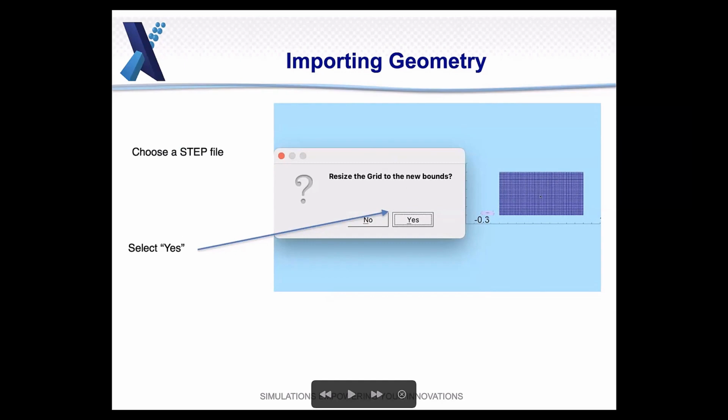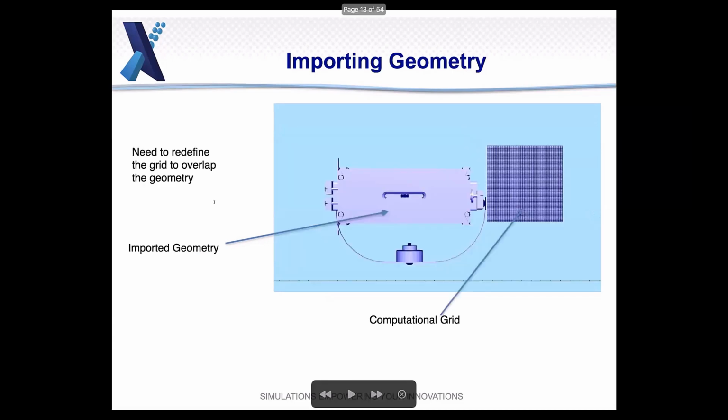So in this figure here, you can see here's my grid, and then here's my geometry, and it's not the same scale. It's also not overlapping. So we'll get to that in a second. You select yes, and we scale it, and now we have the same scale. The grid is still not aligned with the geometry, but here is the geometry that was imported as a step file. We'll need to make our grid overlap the geometry in the way that we want, but we're not going to do that quite yet.